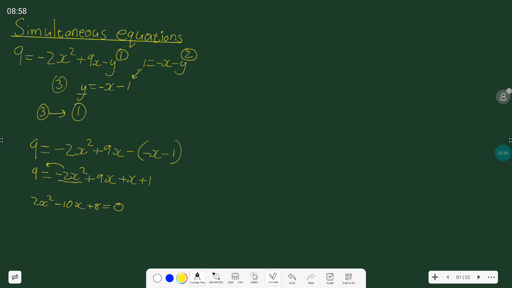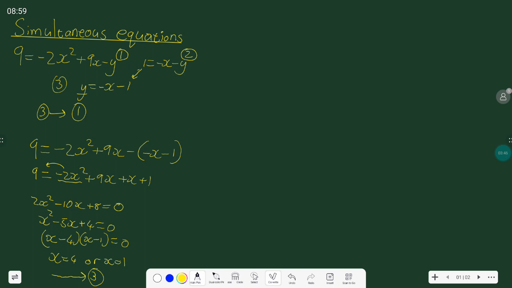Now, my rules for factorization are what? Common factor. Can I take out a common factor? I can take out 2. So I'm left with x squared minus 5x plus 4. Then if I do my factorization, I have x minus 4, x minus 1. So therefore, x is equals to 4 or x is equals to 1. But now, since I have these answers, the easiest way is to substitute this information into equation 3.